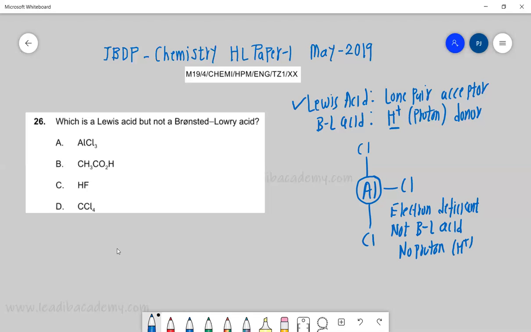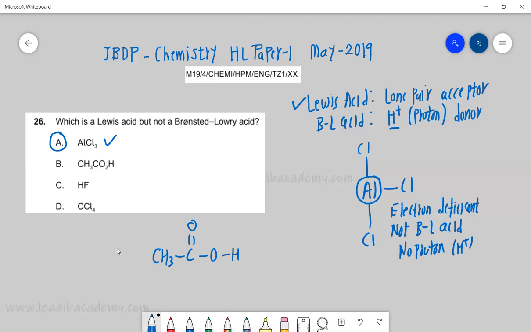So definitely this qualifies. So right now we will say yes. What about option B? Let's recheck whether the other options are not qualifying. So what is this? This is ethanoic acid, C double bond OH. Okay. Is it a Lewis acid?